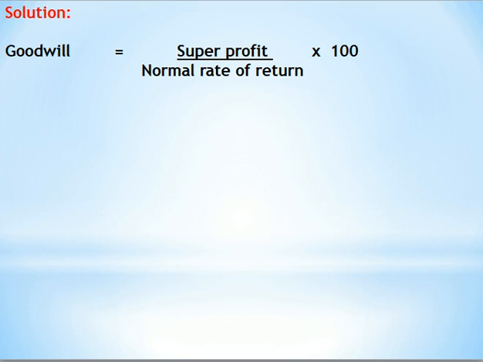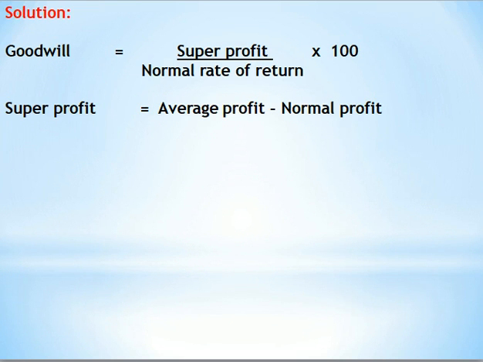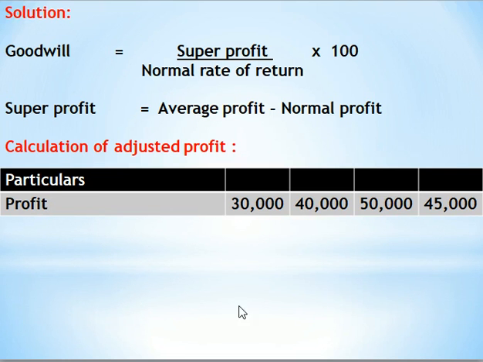As we know that in the capitalization of super profit method, goodwill is equal to super profit by normal rate of return into 100. Super profit is equal to average profit minus normal profit. For the calculation of average profit, first we have to adjust the profit and then substitute in average profit. Profits are 30,000, 40,000, 50,000 and 45,000.